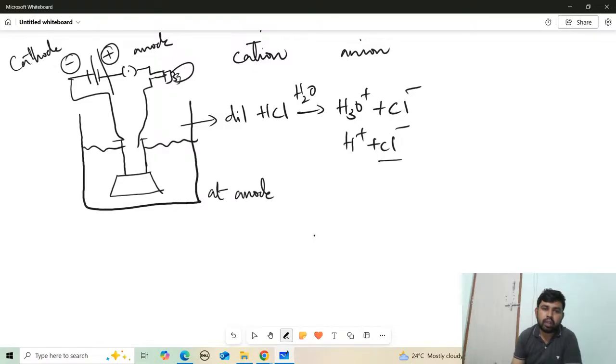Anode means what terminal, sir? This is a positive electrode. Positive electrode means which ions will go? Negative ions. Negative ions are called what, sir? They are called anions. Remember, negative ions are called anions. Positive electrode is called anode.